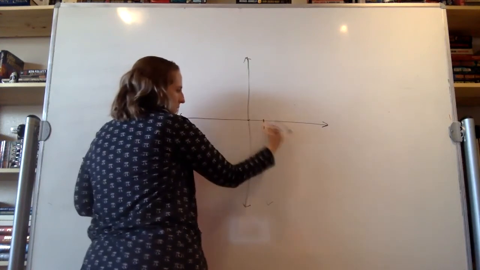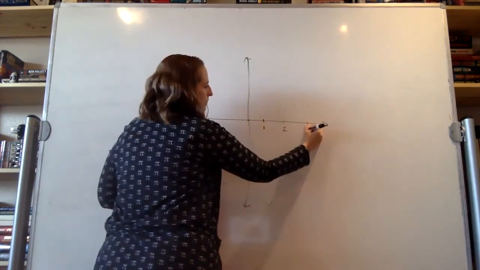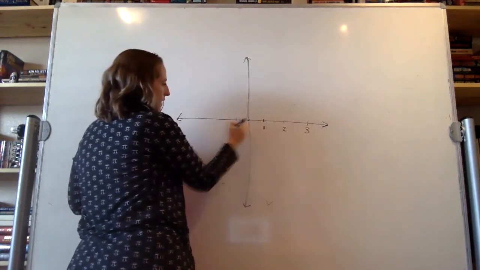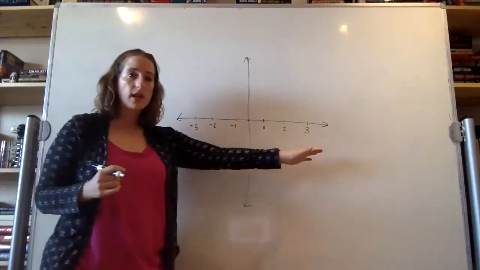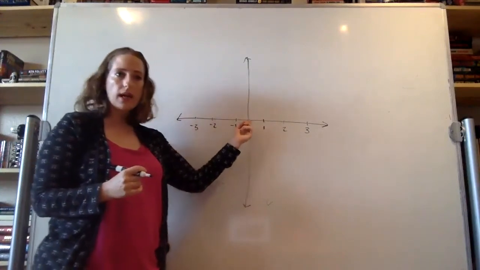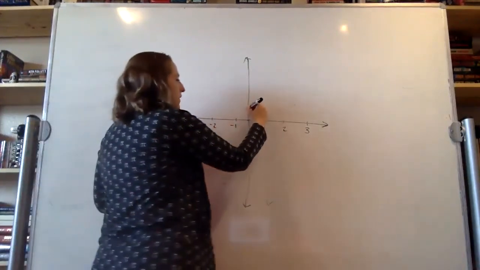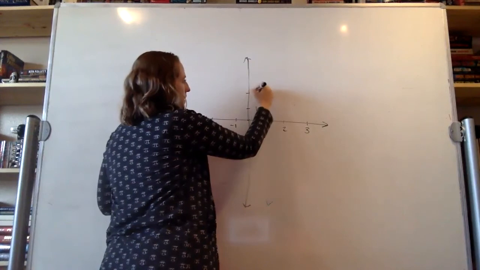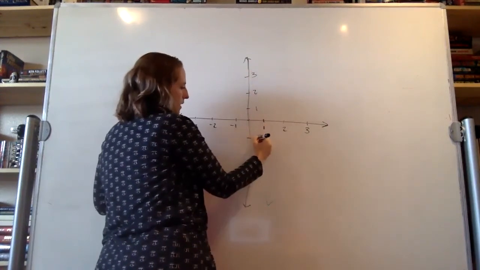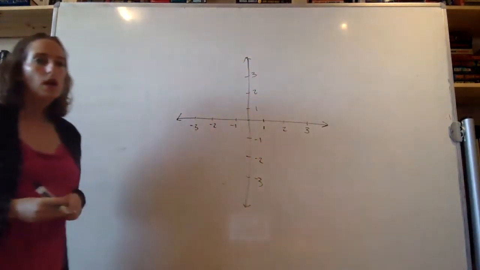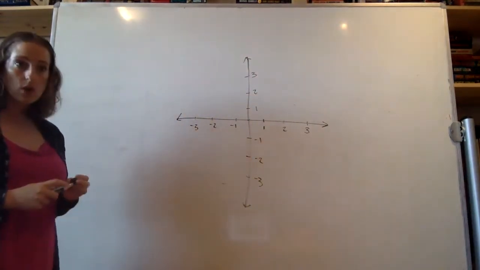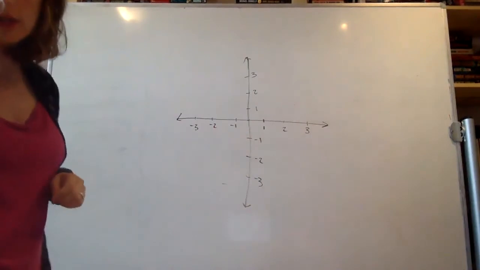Okay, so I'm going to put some numbers on here. 1, 2, 3, -1, -2, -3. So there's the numbers for my horizontal number line. That means that 0 is right here where these two cross. And then for my vertical number line, 1, 2, 3, -1, -2, -3. Okay. So this is what's known as a Cartesian coordinate system or a rectangular coordinate system.